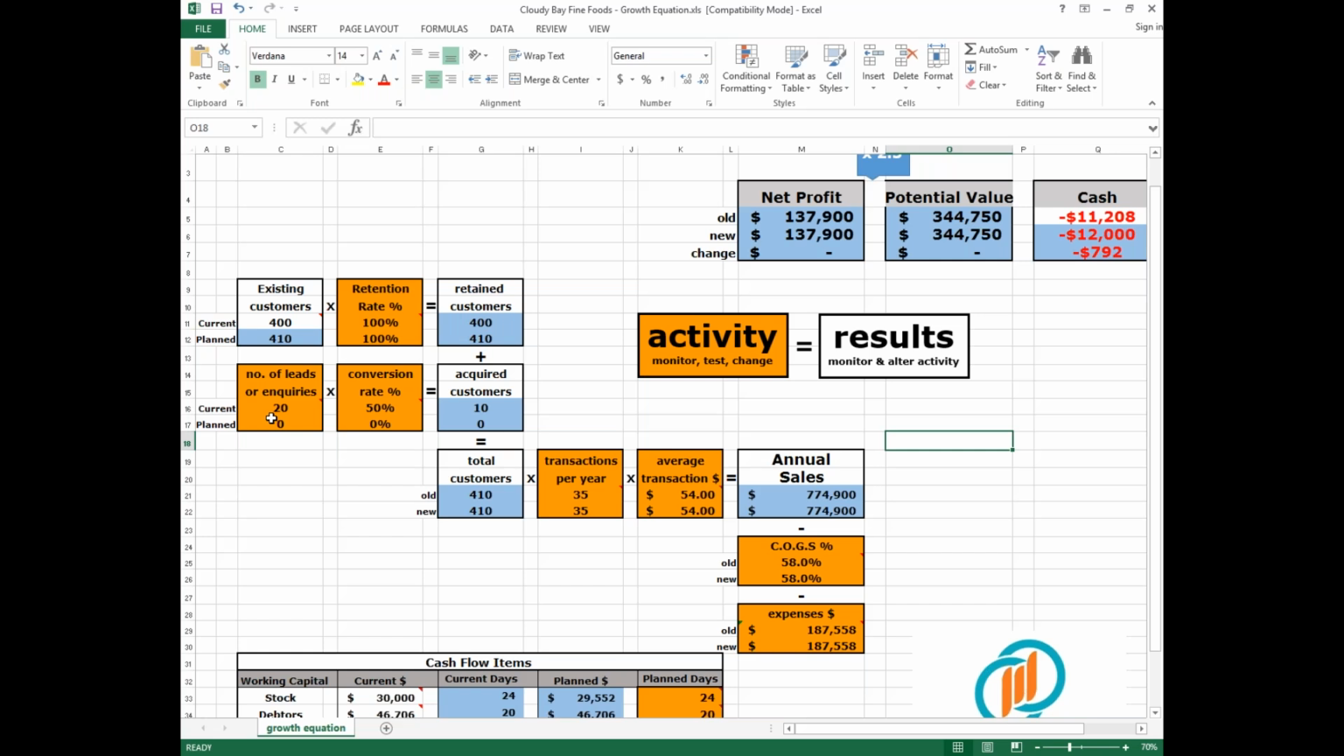What Nigella might also do is get a list of potential restaurants that she could be selling to, and then work out a way of approaching those businesses and getting some more. So if she were to do that, how many leads or inquiries would we like to see out of that activity?